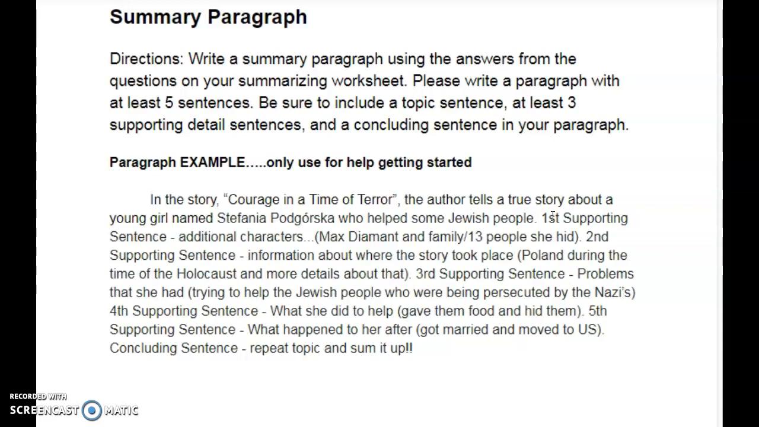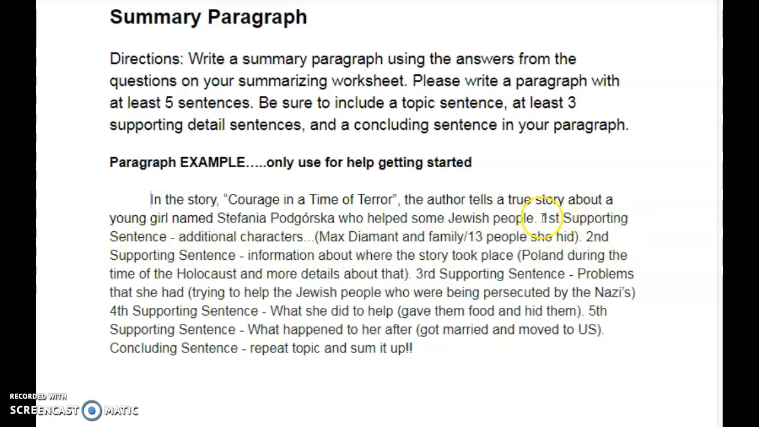Now remember, we had 5 different questions that we answered on our summarizing page, so you can choose 3 of those to write about, or you can write about all 5 of them, or you can write about 4 of them, or you can combine 2 of them and make them into one sentence. It's up to you how you want to do this part, but I went ahead and showed you here how I was going to do mine.